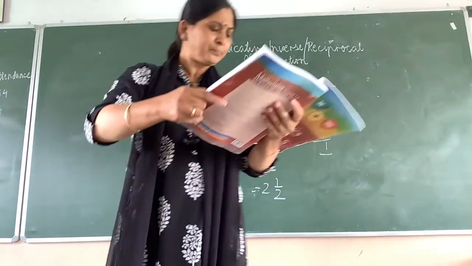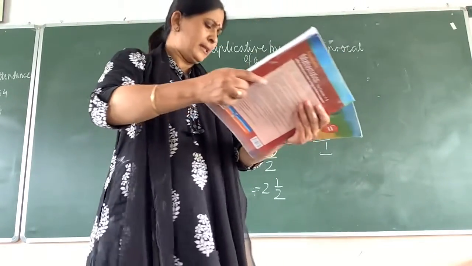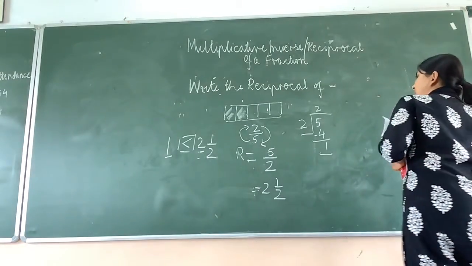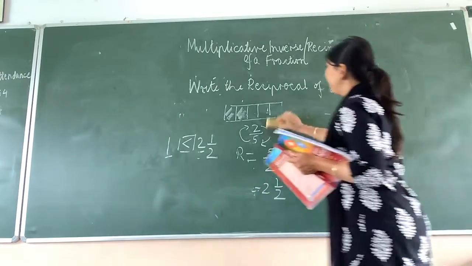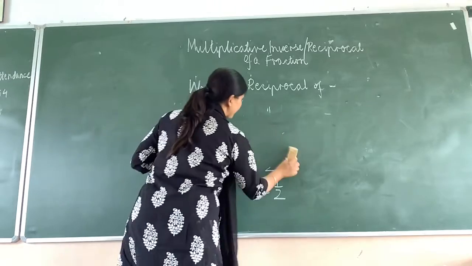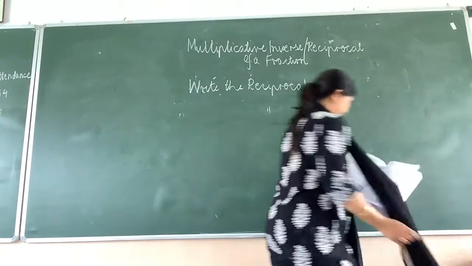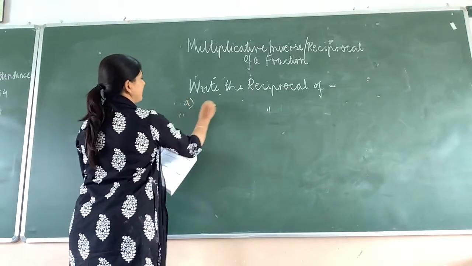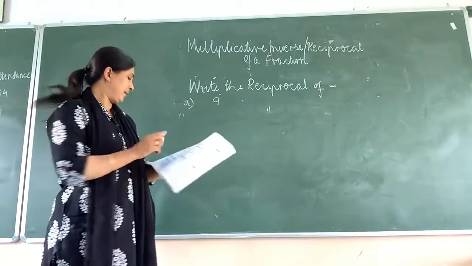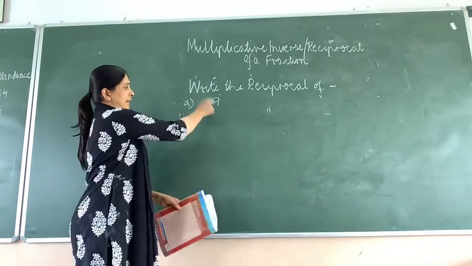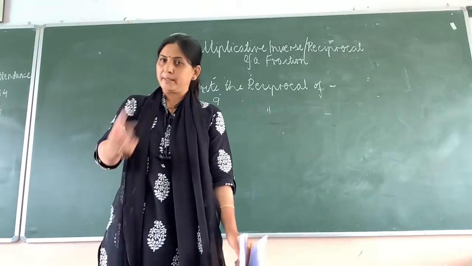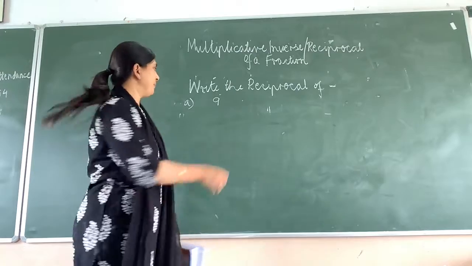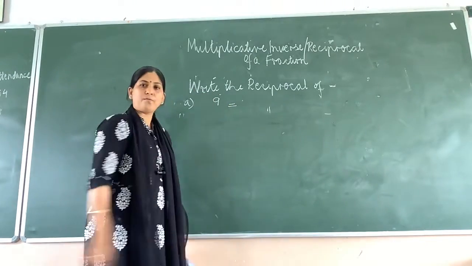Now everybody look at this, the examples that are given on page number 68. Let's try to understand them. We have to find the reciprocal of, first one is 9. We have to write the reciprocal of 9. Now 9 is a whole number. To write the reciprocal, what will we do? We will first write it in fractional form. Now 9, how will we write in fractional form?